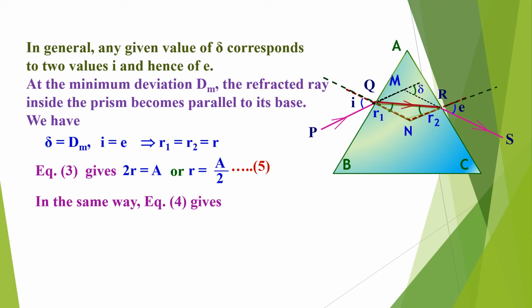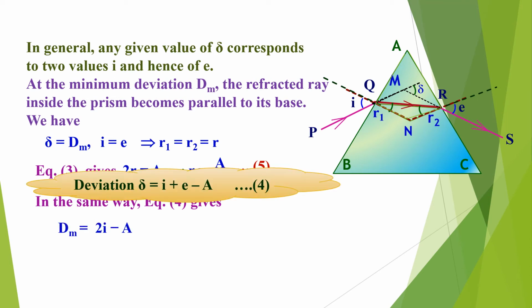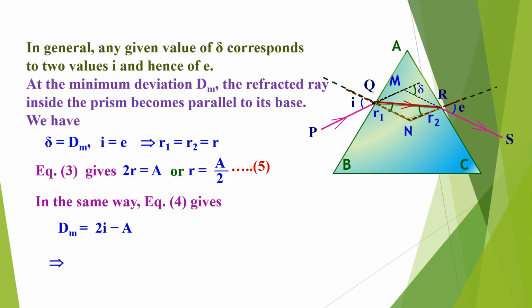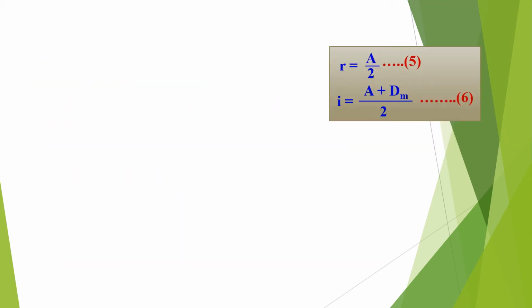In the same way, equation 4 gives dm is equal to 2I minus A, where deviation delta is I plus E, where E is equal to I once again. So it is written as 2I minus A. So from equation 4, this implies I is equal to A plus dm divided by 2. This is equation 6. So we got equation 5 and 6 like this, where R is A by 2 and I is A plus dm divided by 2.